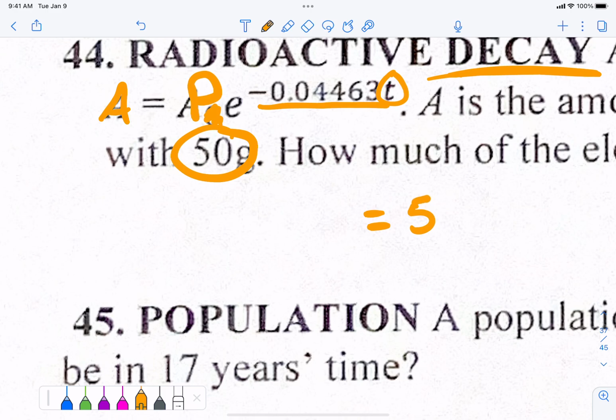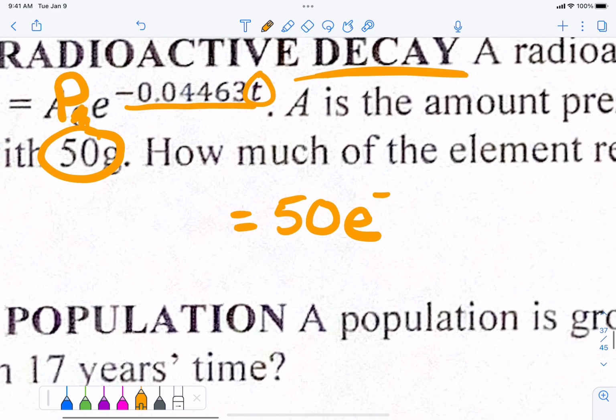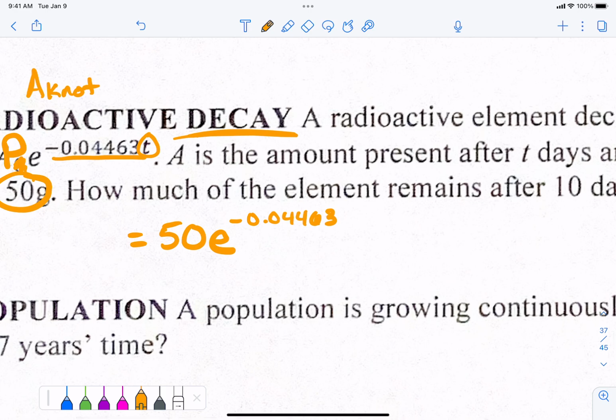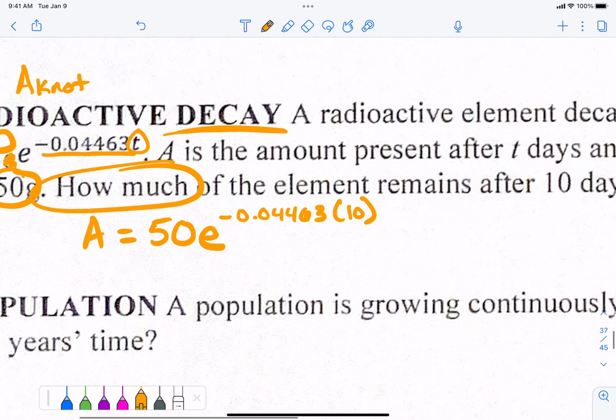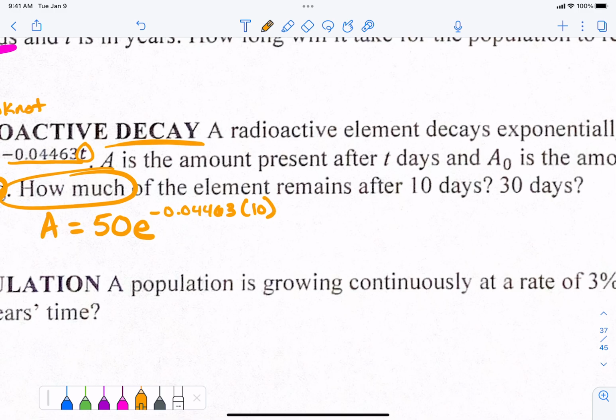50 is P, or A sub-zero, whatever that number is, right? E to the negative 0.04463. That's a huge number, or like a long decimal. How much? What are we solving for? T. No. How much? How much after 10 days? 10 goes in for T. We're solving for the after amount. So they want to know after 10 days, and then they want to know after 30 days.